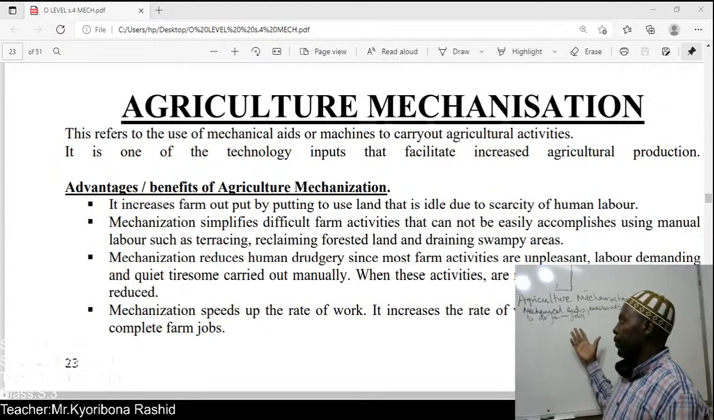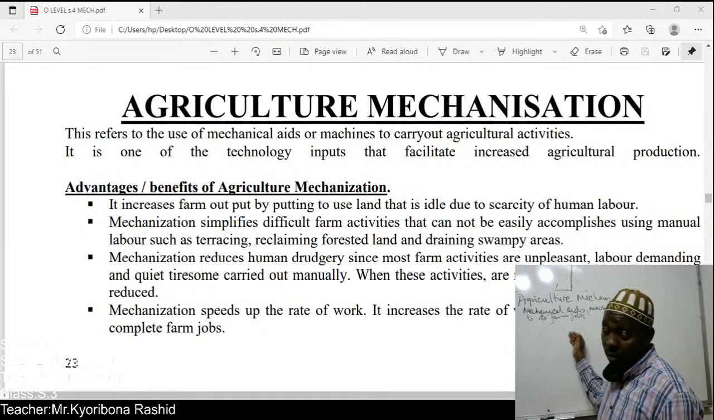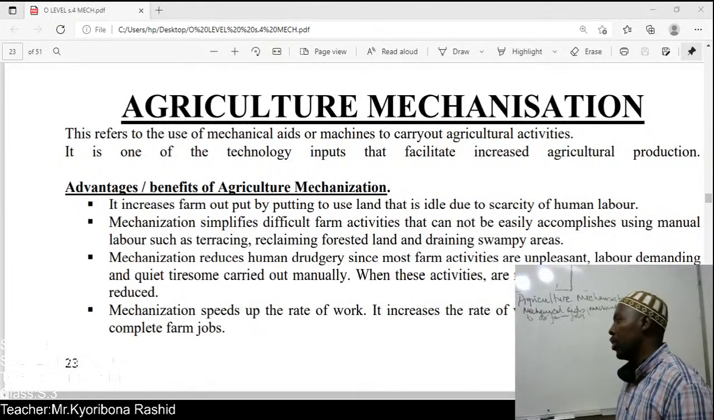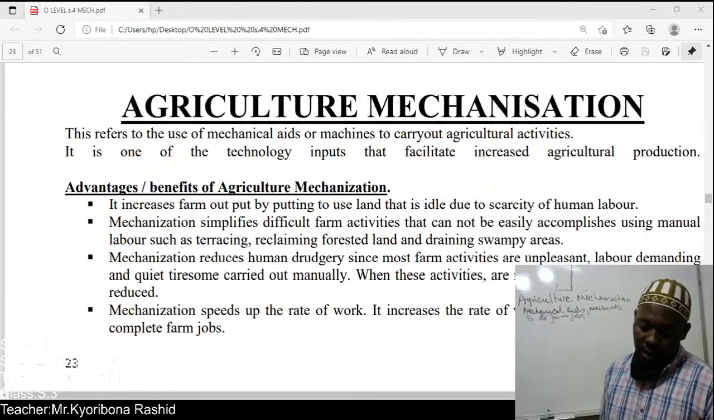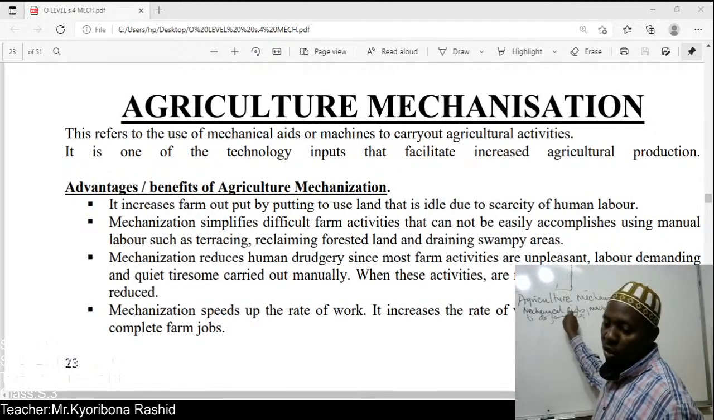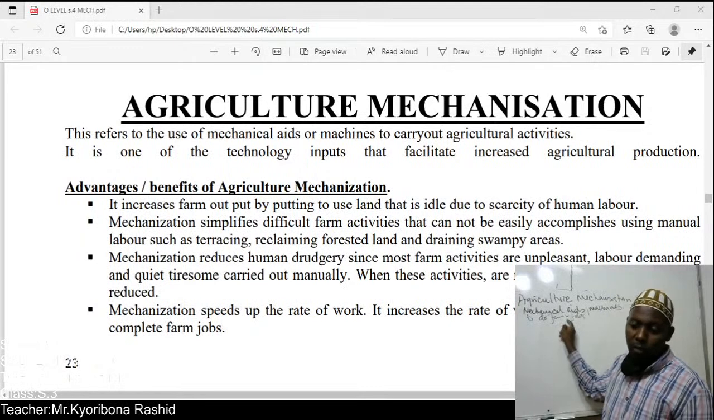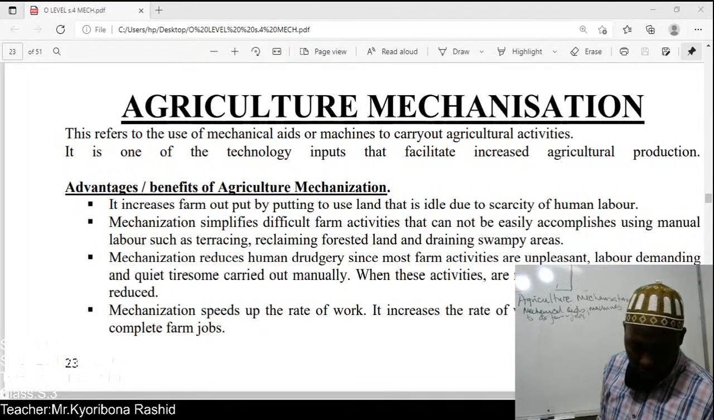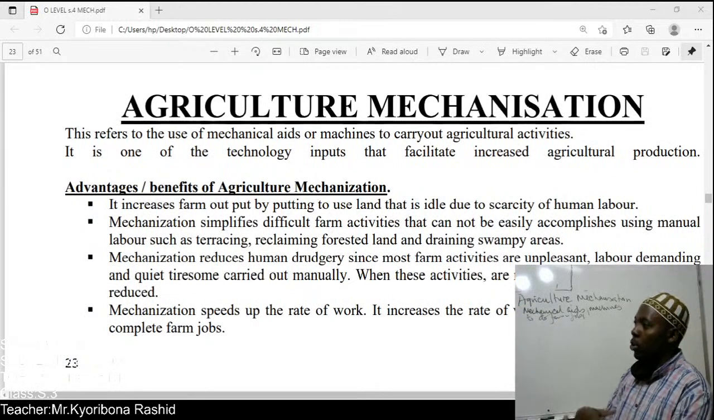Remember, we are embracing technology today. As we are embracing technology today, we realize on certain farms it is only mechanical aids that are used instead of hands, instead of manual labor. And slowly also in Africa, in Uganda in particular, technology is slowly being integrated in farming.